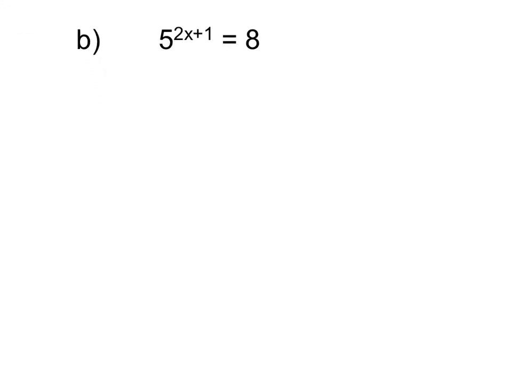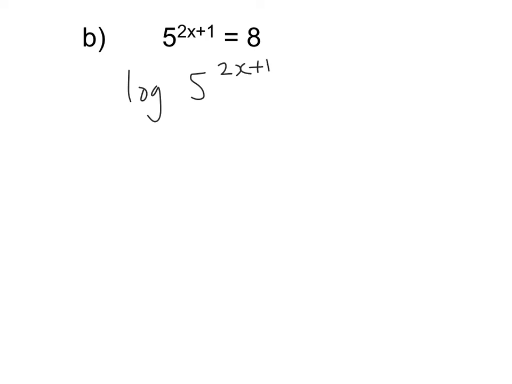Part B, we have 5 to the power of 2x plus 1 equals 8. So it should be true that the log of the same thing on the left should equal the log of the same thing on the right. Think of that power as one power, and then we can bring that power down in front using the log rules.